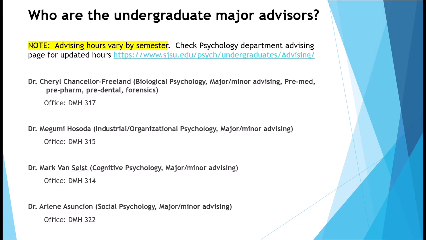Now, in the overview video that I've included on the advising page, I talk in more detail about how to get advising. But here's the brief version of it. First of all, these are the names of all of the psychology major advisors. So we have Dr. Chancellor Freeland, Dr. Hosoda, Dr. Van Seltz, and myself, Dr. Asuncion.